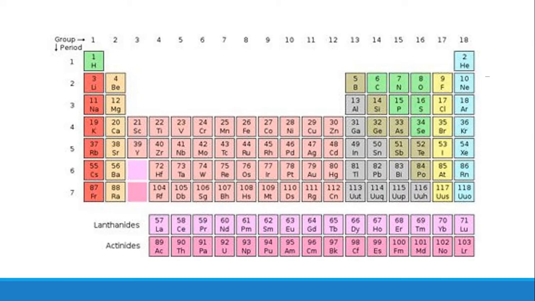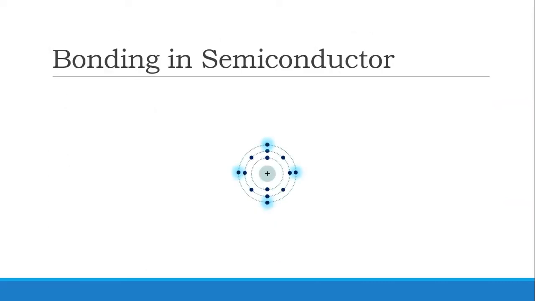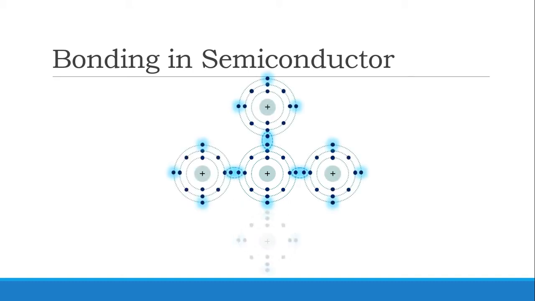If we observe the periodic table, we can see that semiconductor materials are in group 14. That is, they have 4 outermost orbital electrons. It is a natural tendency of any atom to have 8 outermost orbital electrons, that is the atomic structure of noble gases. In the case of semiconductors, all the atoms share their 4 outermost orbital electrons with their neighboring atoms to achieve 8 electrons in the outermost orbit.